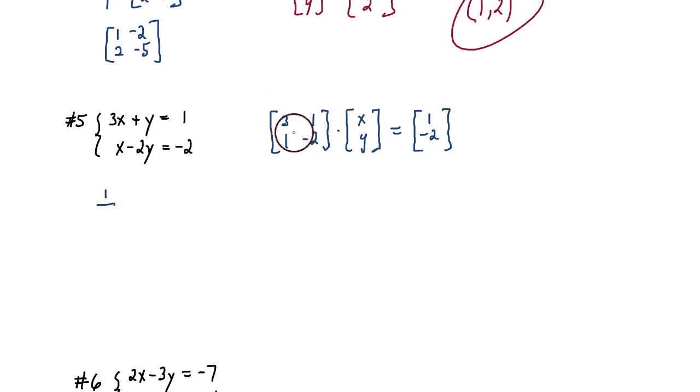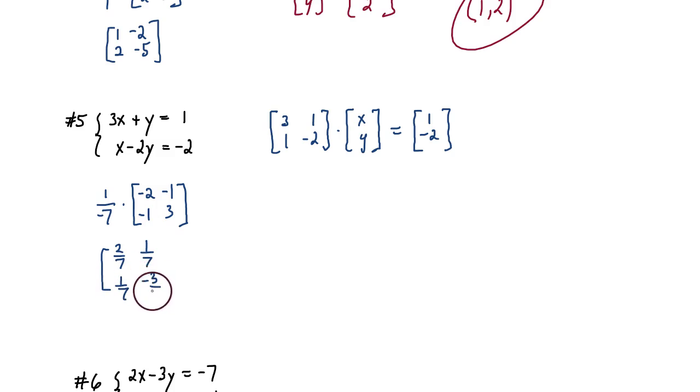1 over its determinant. This is negative 6 take away 1, which is negative 7. Put the negative 2 here and the 3 here. Change this to negative 1, change this to negative 1. Now multiply the scalar to all 4 entries. So we have 2 sevenths, 1 seventh, 1 seventh, and negative 3 sevenths. This is our inverse. When you multiply that on the left side, it cancels away this, getting the xy alone.